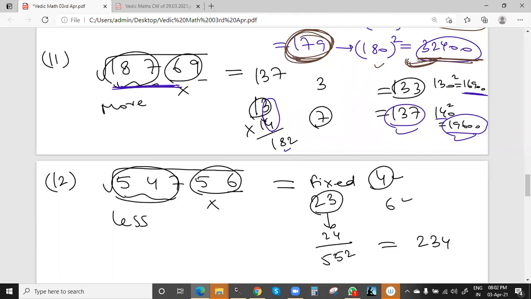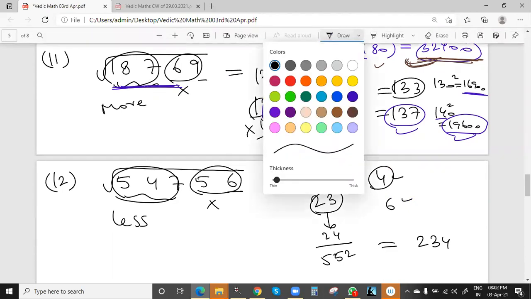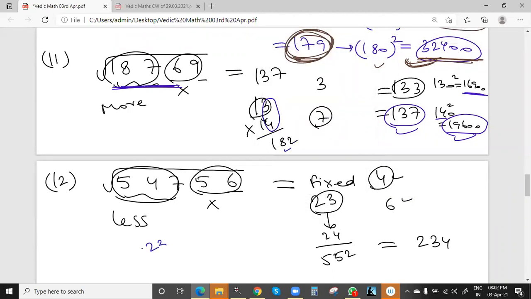Or this is the one method. And the second method, we can write directly 234 and 236. So it is the same here, meaning 4 is here, which is less than 5. 234 will be near to 230.